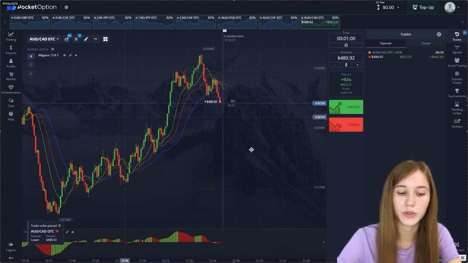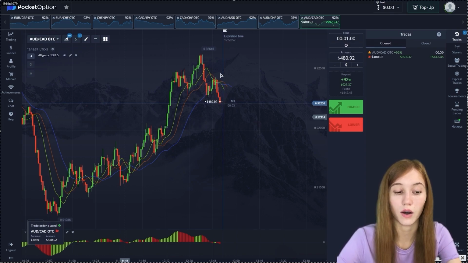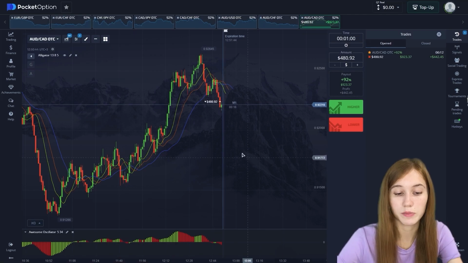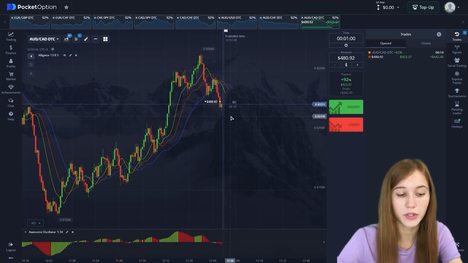The alligator also shows the intersection of 3 moving averages, which also indicates a general drawdown trend on our chart. This indicator also forms red bars. This corresponds to the bearish trend. Let's watch the chart.